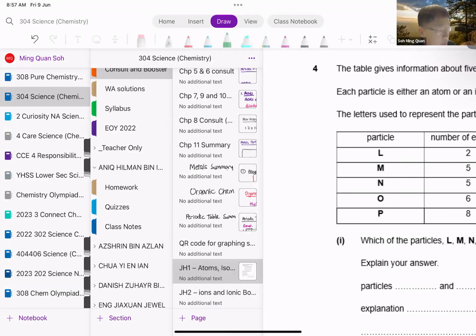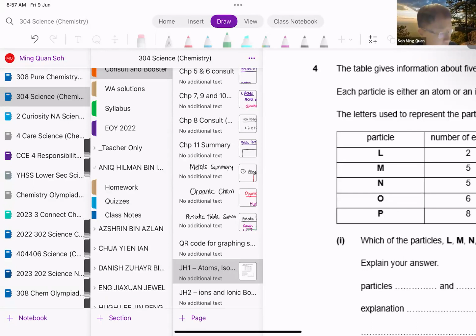You can find this document under homework. All right, the same document is under homework, and you are able to edit it if you are in your personal folders. So please go to the homework folder and finish up JH1. This will help you prepare for your prelims and your N levels better.